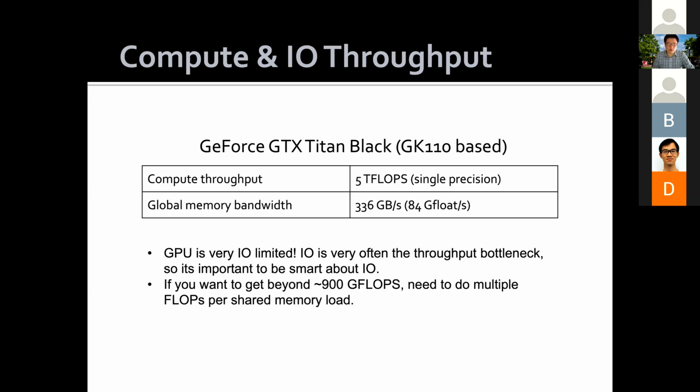This is a GeForce GTX Titan, a GK110 based GPU. You can see that the computing throughput could be 5 terabytes per second for single precision. It's very high. And the global memory bandwidth is about 336 gigabytes per second. This is the old version, but it's still very high, right? As I mentioned, the CPU only has 70 or 80 gigabytes per second for memory, but for the GPU, you have hundreds of gigabytes per second of memory bandwidth.